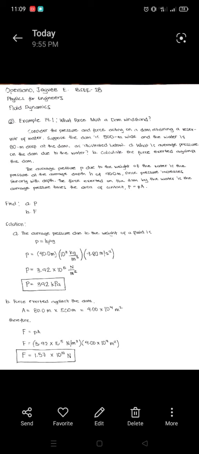So therefore, we're going to use this formula, force equals pressure times area, so let's substitute the values. Pressure is equal to 3.92 times 10 raised to 5 Newton per meter squared times area, which is 4 times 10 raised to 4 meters squared. So the force exerted against the dam is equal to 1.57 times 10 raised to 10 Newton.